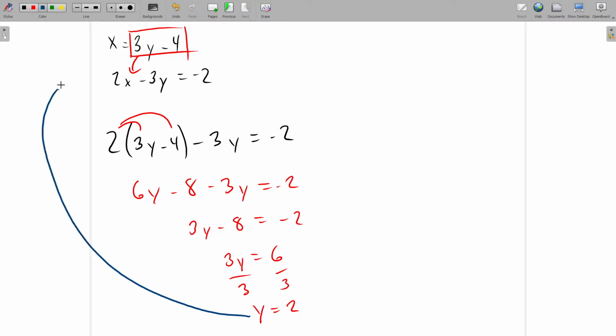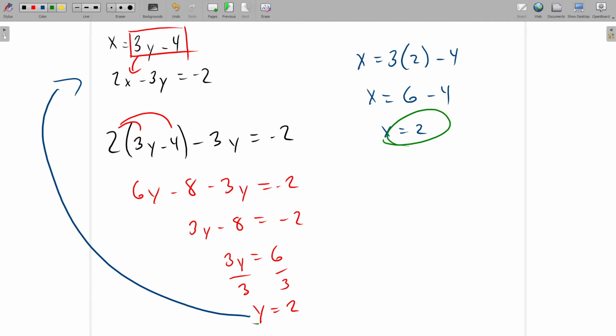And just like in the last two problems, we can take this and plug it into either equation. It does not matter. You will get the same answer. So x is equal to 3 times y, but I know that y is 2, minus 4. So x is equal to 6 minus 4, or x is equal to 2. So we have an x, we have a y. Our answer is the point 2, 2. And just like that, we now know how to solve linear systems using substitution.